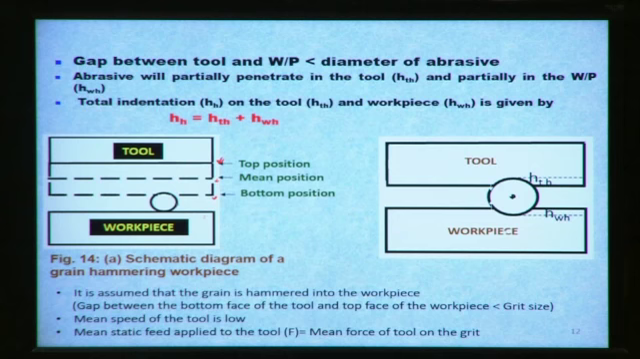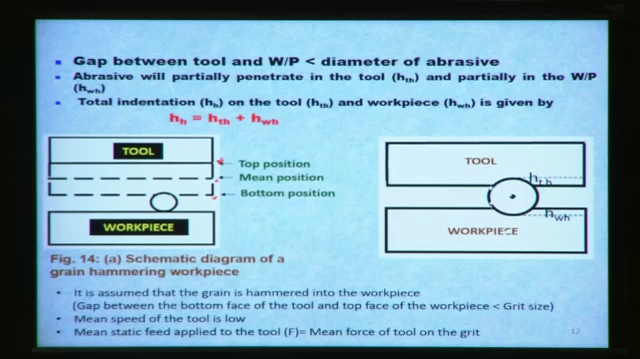At this bottom position it will hit the abrasive particles, because here the gap between the top surface of the tool and the workpiece surface is less. So from this top position, the tool will come to the mean position, then to the bottom position. When coming to this bottom position it will hit the abrasive grains.